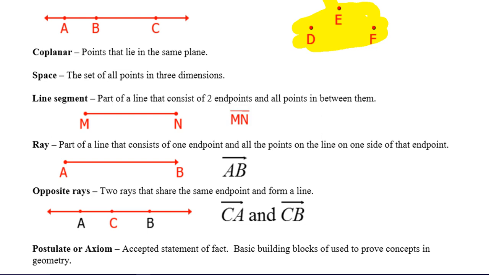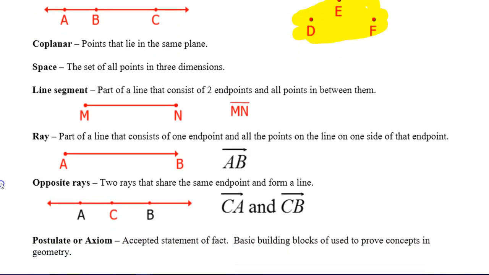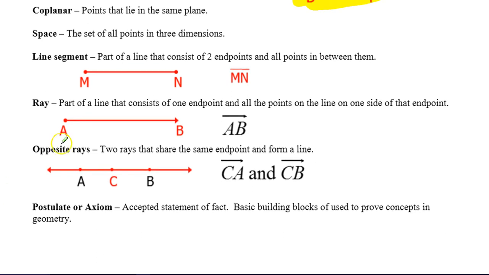Space is not the final frontier, but is the set of all points in 3 dimensions. That's what we think of as space as geometry students. And now we have, excuse me, the next part is these 3 words.